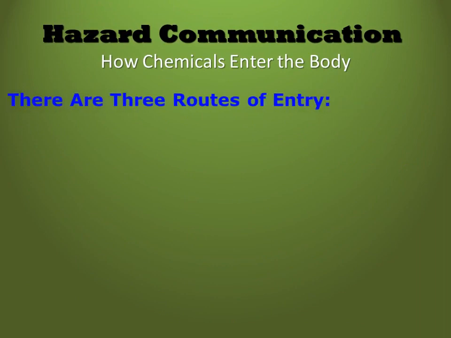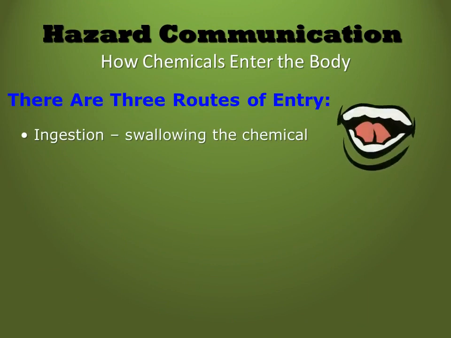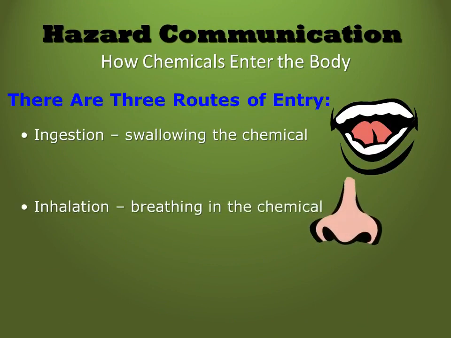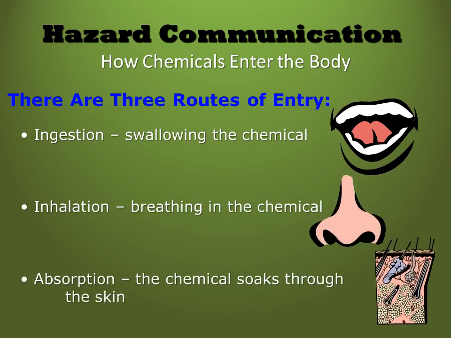There are 3 ways a chemical can get into your body. Ingestion, or swallowing the chemical. Inhalation, breathing the chemical in. And absorption, the chemical soaks through the skin.